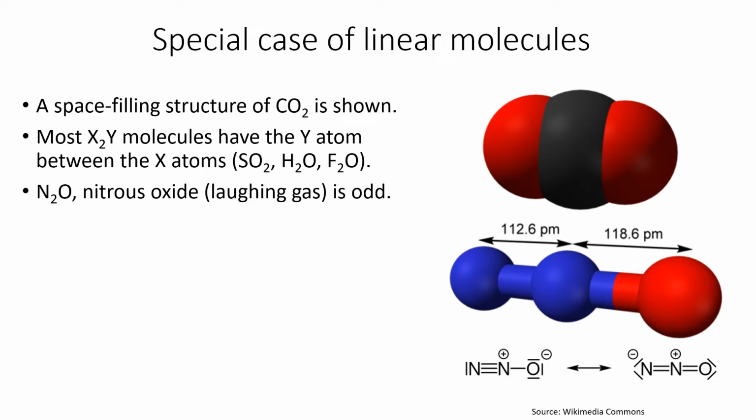So on the screen at the moment, on the top there, we've got a space-filling structure of carbon dioxide, linear molecule, 180-degree bond angle. And beneath that, we've got the molecule N2O, dinitrogen monoxide, also known as nitrous oxide. And this is rather an odd structure because normally when you have two atoms of one type and a third different type of atom in a triatomic molecule, normally the odd atom is in the middle, thinking of SO2, H2O, F2O. But in this case, the odd atom, oxygen, is not in the middle.